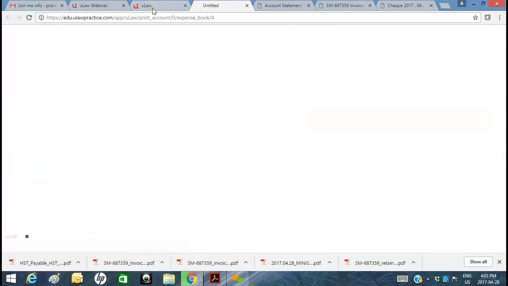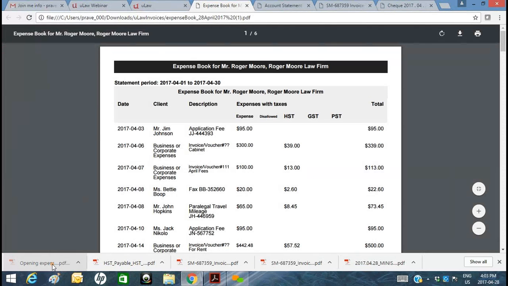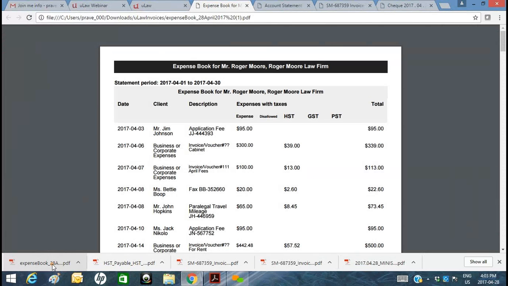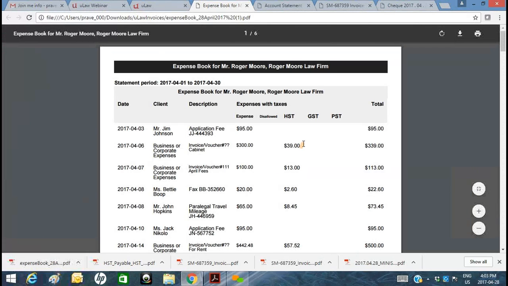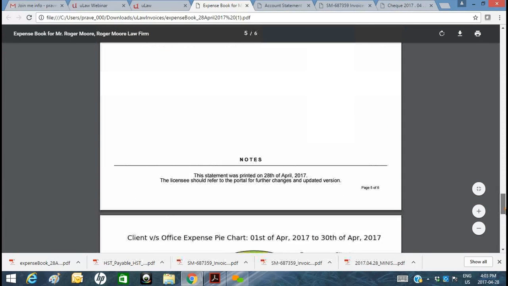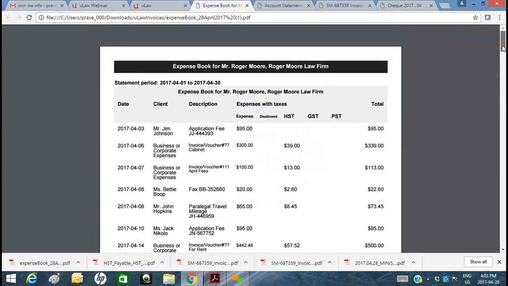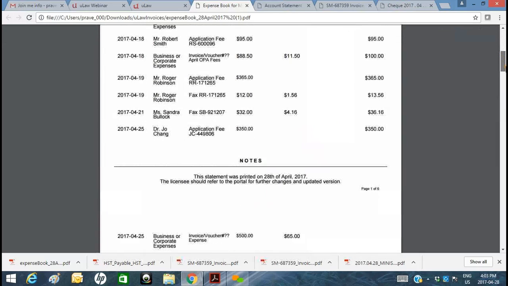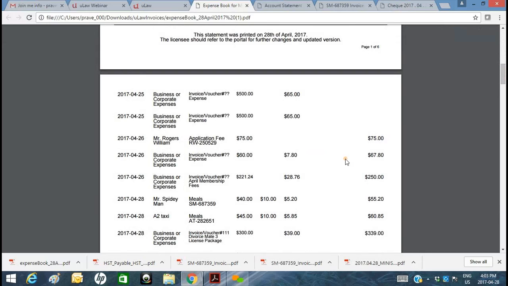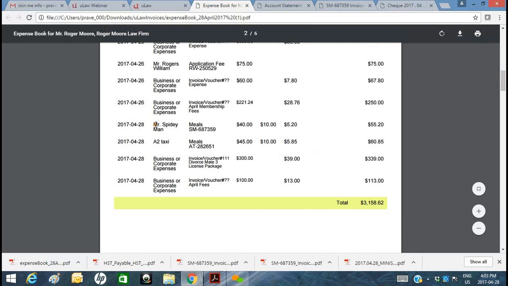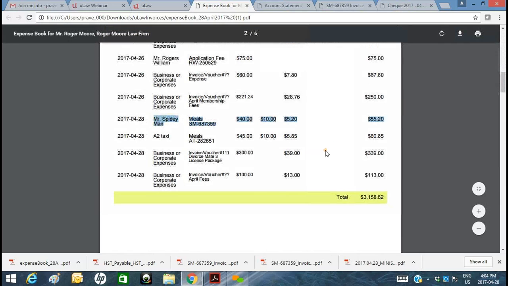So really what's happened is, as you capture those expenses, whether it's for your client or for your business, it's important that the particulars are tracked, measured, and are made available to you as documents that you then have to just represent. So this talks about all the expenses for all your clients for that month, for this particular law firm. It talks about the business expenses, the individual expenses. So if you look at Mr. Spidey Man, you've got his expenses too.